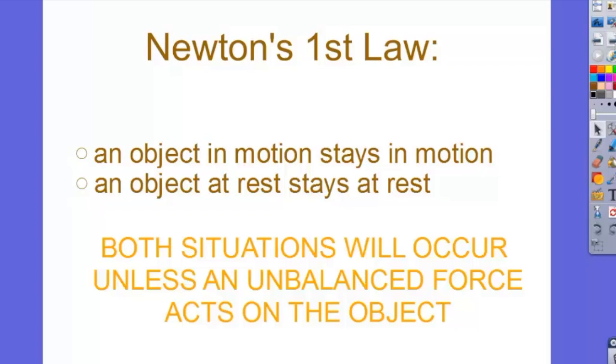So Newton's first law, you can find it completely written out in your textbook. This is just a summary. Newton's first law says an object in motion stays in motion, and an object at rest stays at rest. And this situation will continue to occur, either the object in motion or at rest, unless there is an unbalanced force acting on the object.